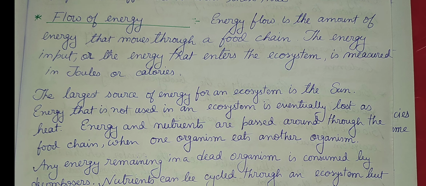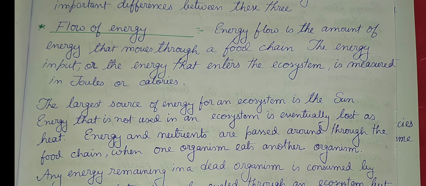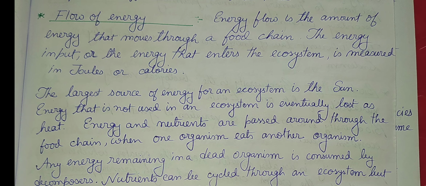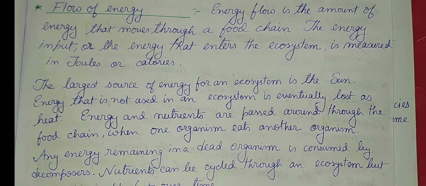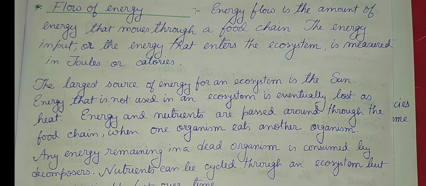So there is a constant flow of energy in the food chain, right? Energy flow is the term defined as the amount of energy that moves through the food chain. The energy input, or the energy that enters into the ecosystem, is measured in joules or calories. It is a unit which is used to measure energy. Sometimes kilocalories are also used.